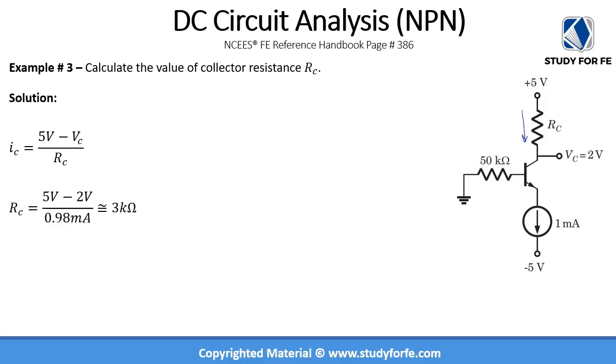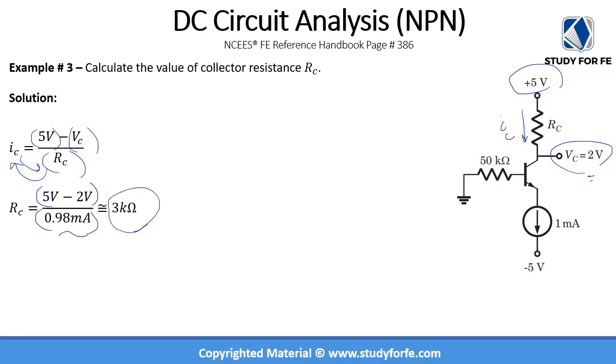We know that the flow of the collector current is this. The current always flows from a higher potential to a lower potential. So the potential across IC is 5 volts, which is the higher potential, minus VC, which is the lower potential, divided by RC. Your RC would simply be equal to 5 volts minus 2 volts divided by 0.98 milliamps, which is almost equal to 3 kilo ohms.